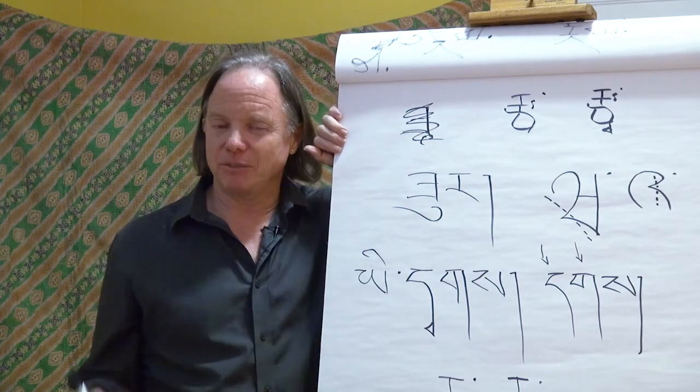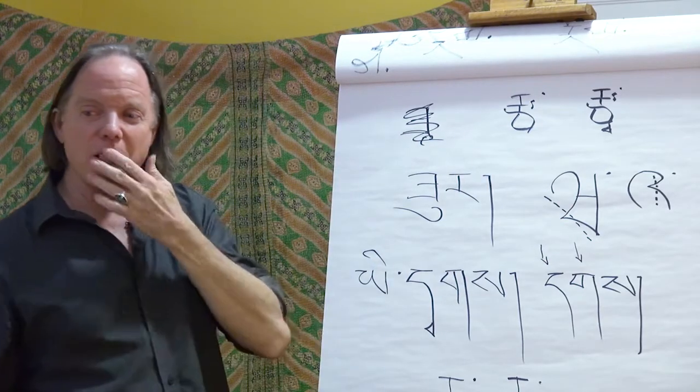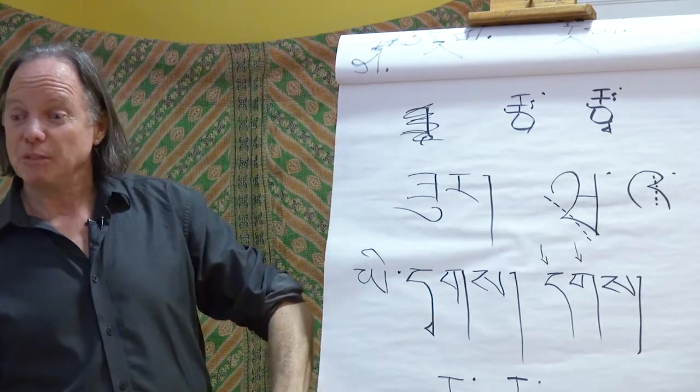I think we'll stop this video. No, let's keep going to the second minor subjoined letter. So now you know wasr, okay? And you know its function. You won't see it very often. It's not very common.